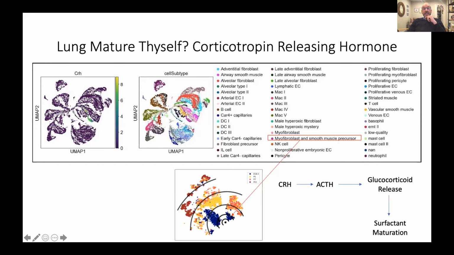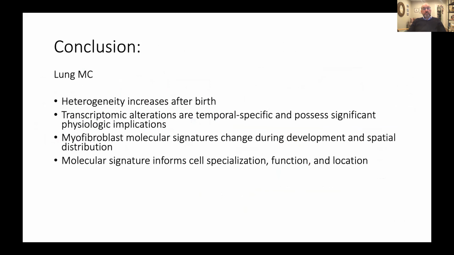We believe that it is sending a signal into the bloodstream to the brain to cause release of ACTH, which then allows for glucocorticoid release. And that is a really important signal, as everyone I think knows, for surfactant maturation. And this really is the first evidence, if we obviously have to publish it, that the lung itself is almost capable of maturing itself.